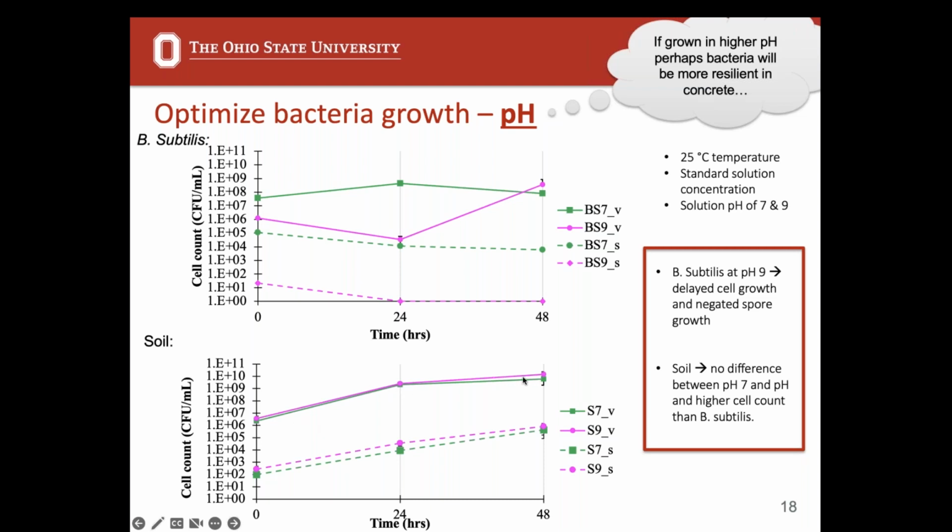We did not see that same behavior at all in the soil sample. So both the pH 7 and pH 9 had similar numbers of vegetative cells and similar numbers of spores. So this is confirming the hypothesis that the non-axenic mixed bacteria system is more resilient and more capable of surviving in challenging situations like within a concrete sample.